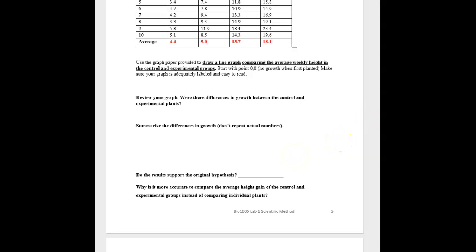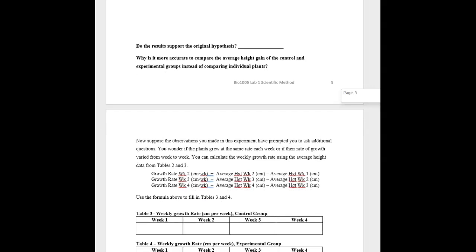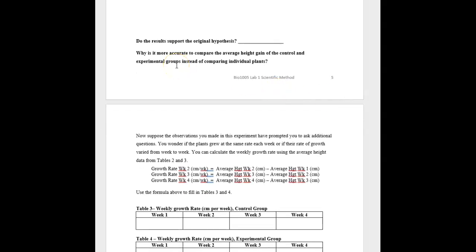And then a lot of times in our labs, we're going to ask the same question in different words. So why is it more accurate to compare the average height gain in the control and the experimental groups instead of comparing individual plants? Because you can have outliers. You could have a plant die, so it's more accurate to reduce the number of outliers and to get a better idea of the actual growth.